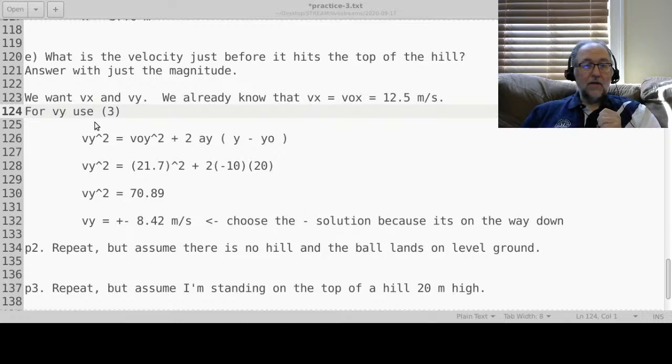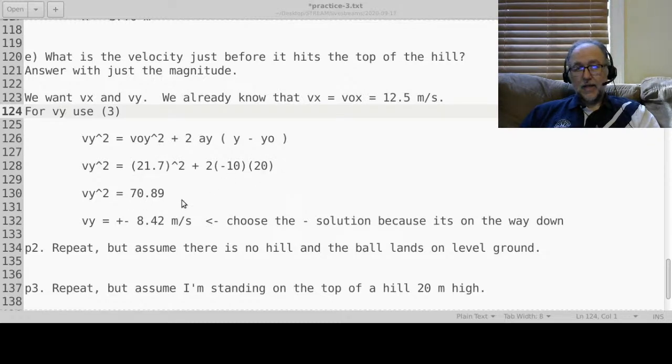And for Vy, actually I said use equation 3, but we could use 1 or 3. No, actually, you could use 2 or 3. I'm sorry, you could use either 2 or 3. I decided to use number 3 because it shows that you've got two solutions there. Number 3 is Vy squared is equal to V naught y squared plus 2 ay (y minus y naught).